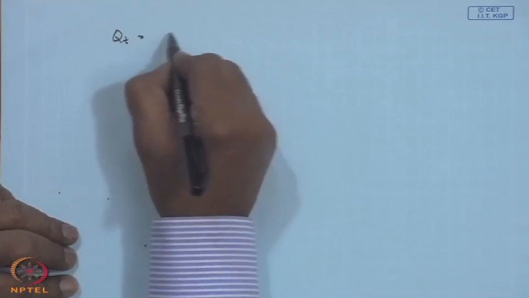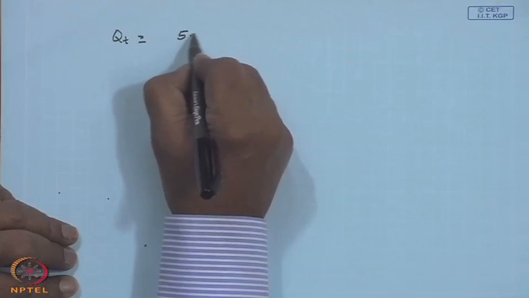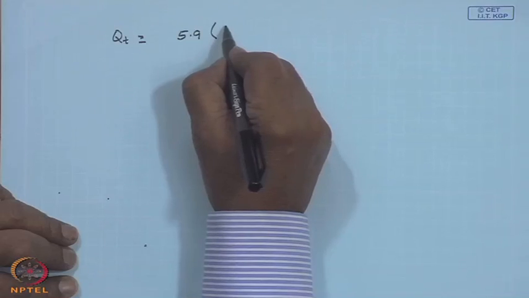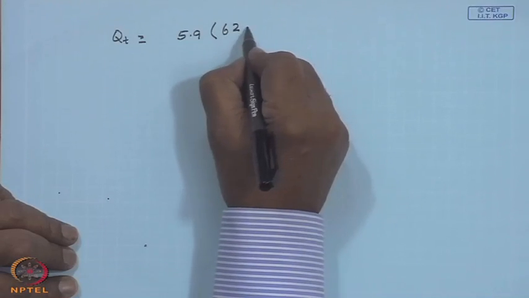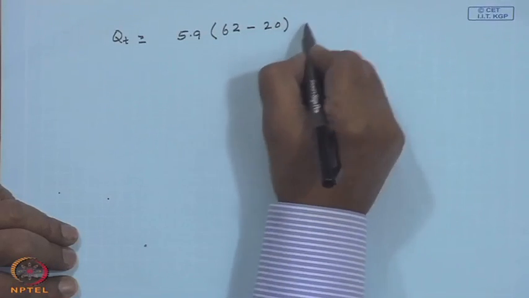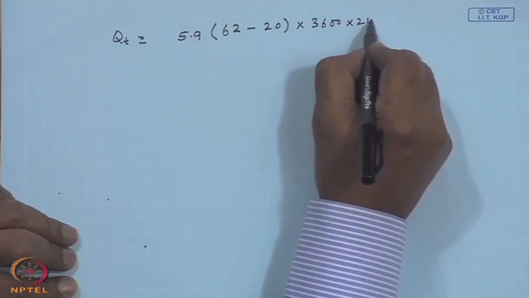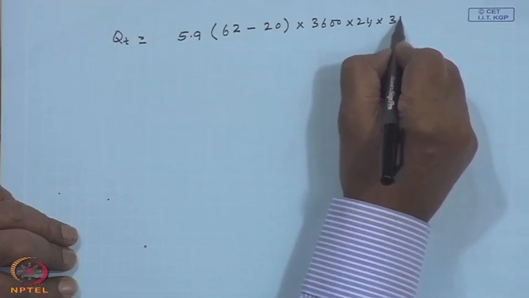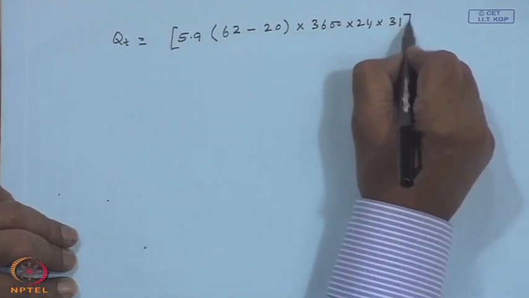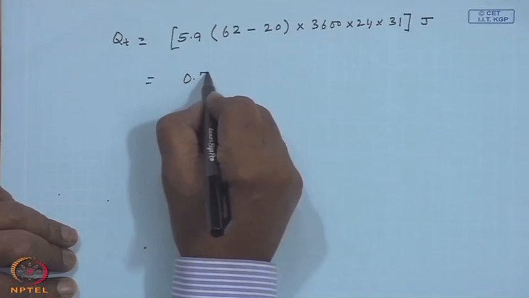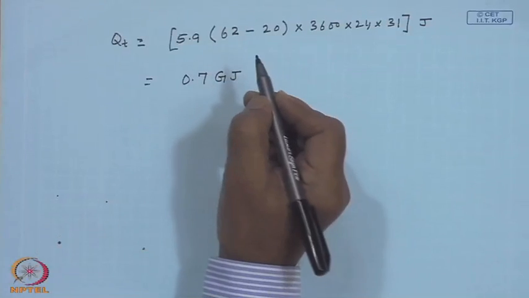So, with this assumed temperature of the tank, losses from the tank Q T will be equal to 5.9, that is the UA product, times 62 minus 20, times 3600 joules, times 24 times 31 number of days, so many joules. This comes to 0.7 gigajoules. So, it is not too small.